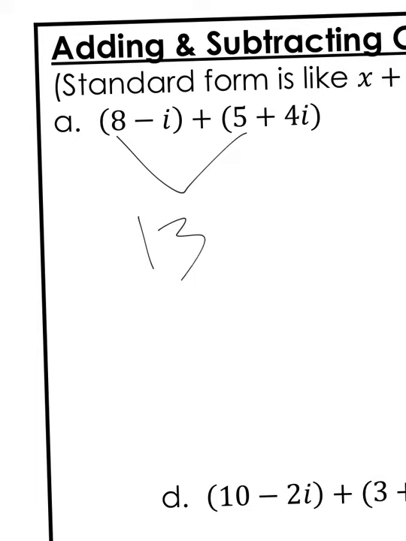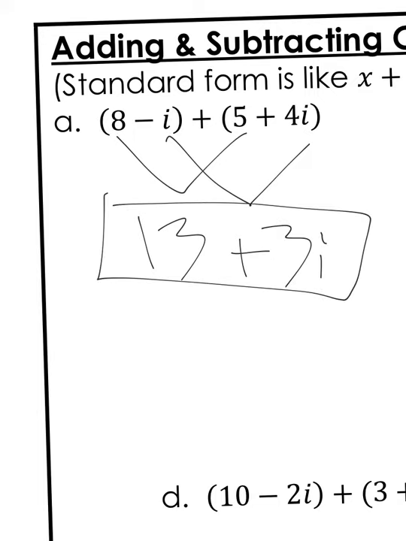So what's 8 plus 5? 13. What's negative i plus 4i? That's 3i. That's it. That's all there is to it. Just combine like terms like you have been doing with, like, what's 6x plus 2 plus, I don't know, 8x. You would just add the 6x and the 8x to make 14x plus 2.